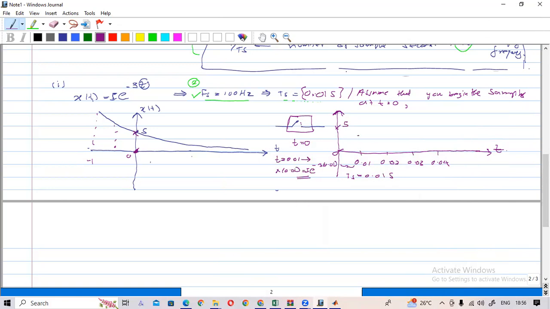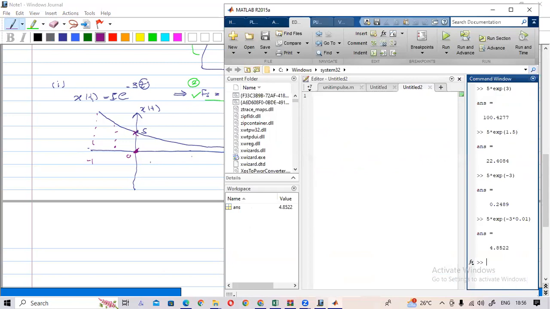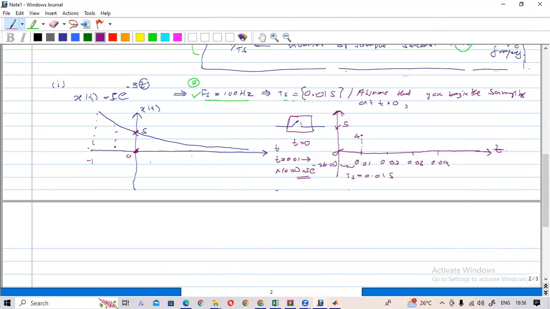At this point, you will get the voltage value. So that will be 4.85.